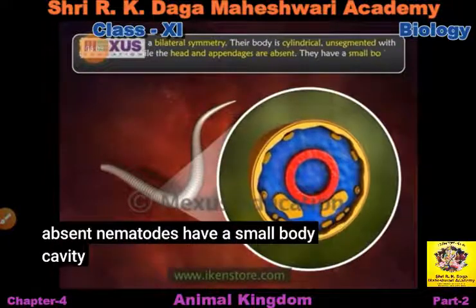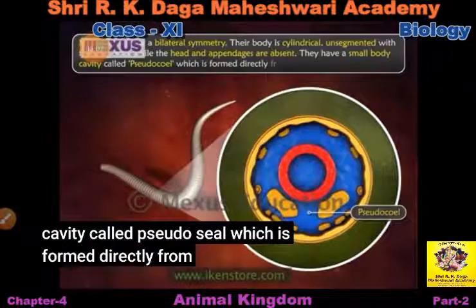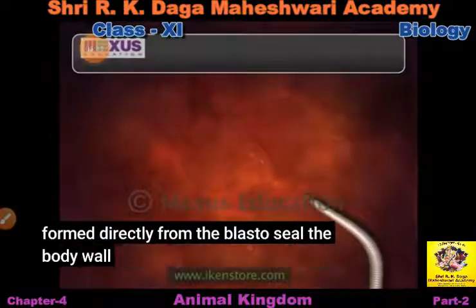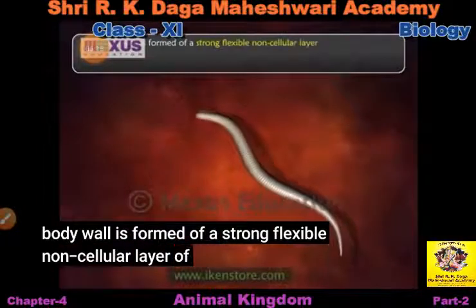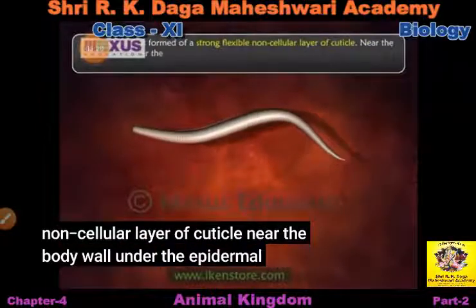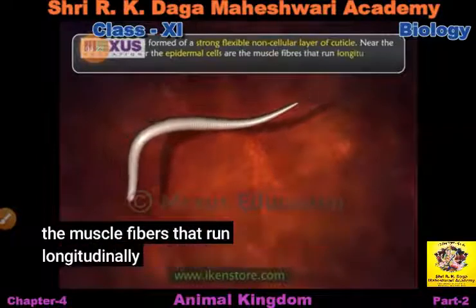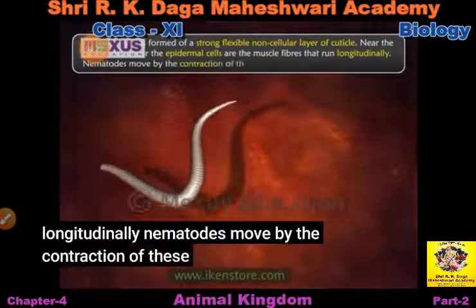Nematodes have a small body cavity called pseudocoel, which is formed directly from the blastocoel. The body wall is formed of a strong, flexible, non-cellular layer of cuticle. Near the body wall, under the epidermal cells, are the muscle fibers that run longitudinally. Nematodes move by the contraction of these muscles.